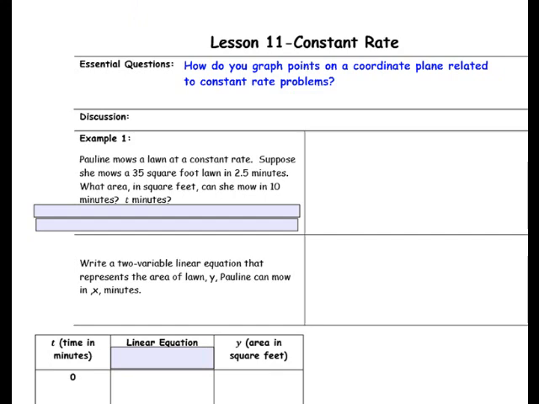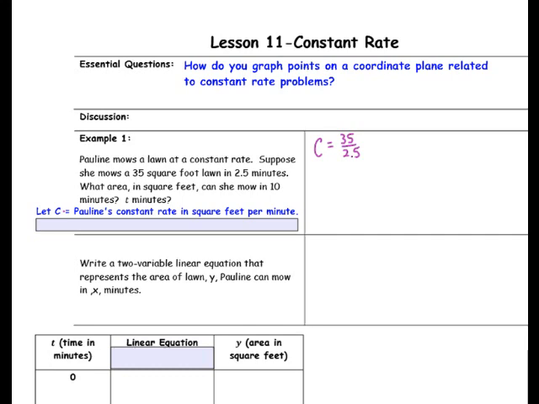Example 1. Pauline mows a lawn at a constant rate. Suppose she mows 35 square foot lawn in 2.5 minutes. What area in square feet can she mow in 10 minutes? In t minutes. What is Pauline's average rate in 2.5 minutes? We will let C equal Pauline's constant rate in square feet per minute. C equals 35 over 2.5.